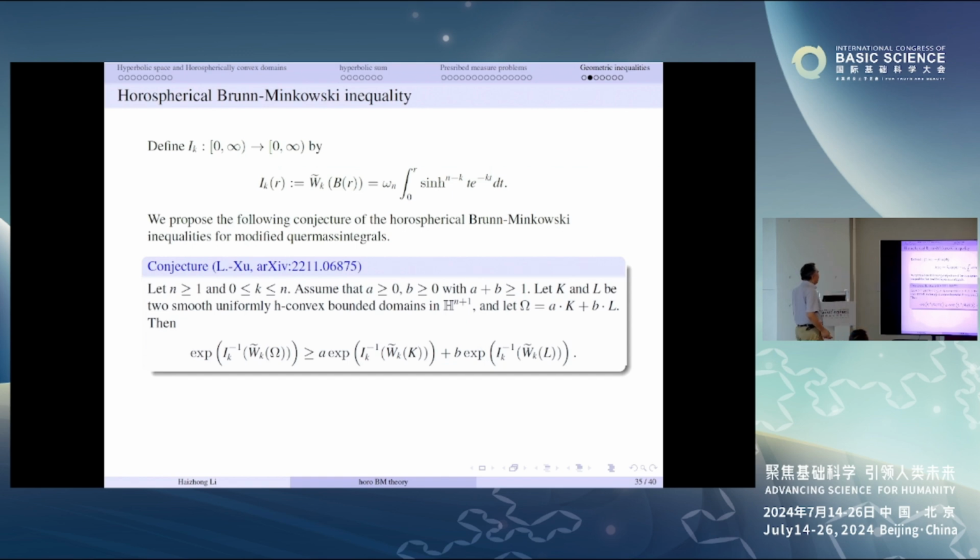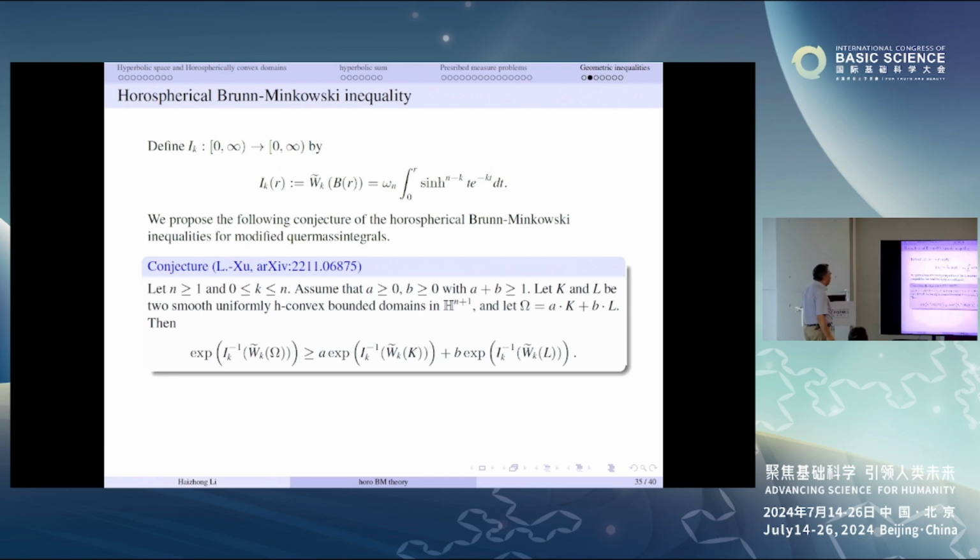Now I will say what relation the previous results have with our theory. In hyperbolic space, you need some functions. You cannot write down some functions independently. For example, this function is very important, I_k. You define it by calculating the shifted coordinate integral for the geodesic ball of geodesic radius r. So I_k(r) is a one-variable function that has monotonicity, meaning the derivative of I_k is positive.